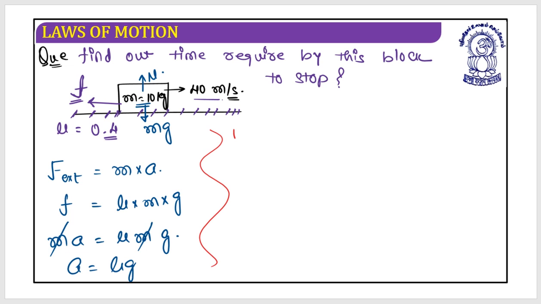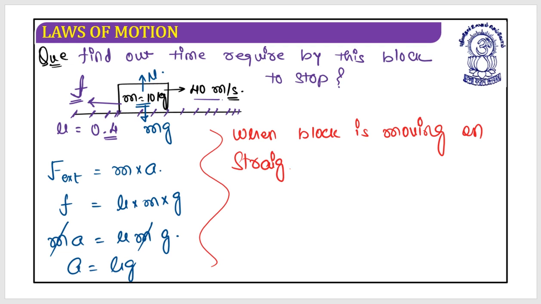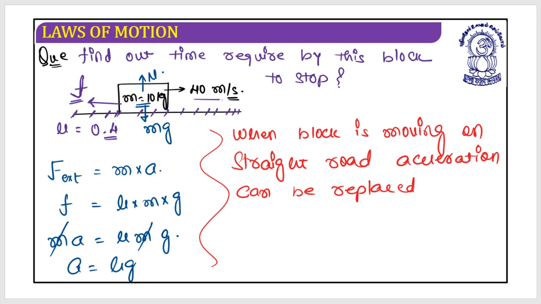Yes. So when a block is moving on a straight road, acceleration can be replaced by a equals mu into g.